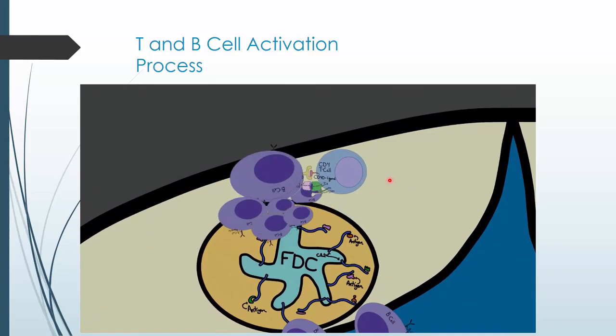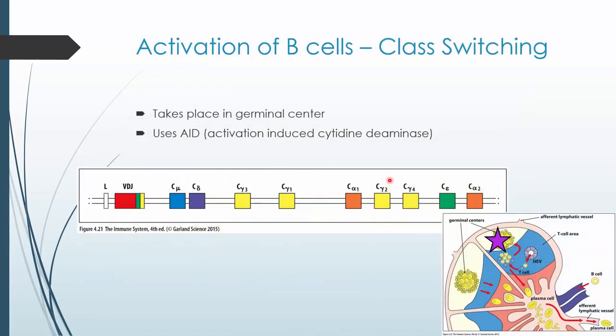All right? And in this germinal center, the B cell and the T cell will work together to mature and continue to make antibodies and perfect the antibody. So let's talk about how this happens. In a germinal center, you have two processes that happen. You have class switching, and you have somatic hypermutation. Both are essential to make high affinity antibodies. We're going to start by talking about class switching.